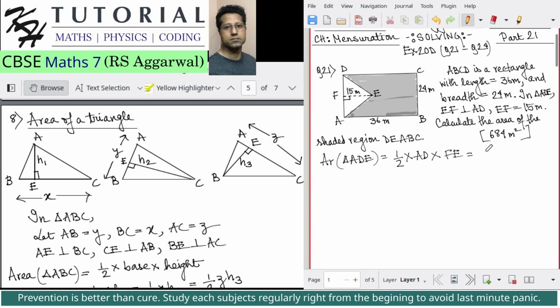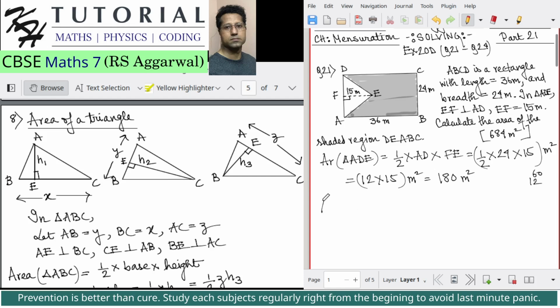Okay, this is equal to, what is AD? AD is the breadth of the rectangle, which is given to be 24 meter, and FE is given to be 15 meter. So this much meter square is the area of the triangle ADE, which is equal to 12 multiplied by 15 meter square, and which is equal to 180 meter square is the area of triangle ADE.